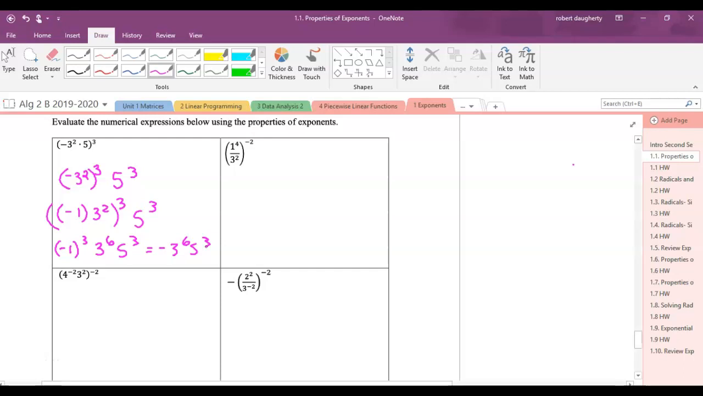Okay, so some people are saying, why didn't I just write negative 3 to the 6? Is that what you're saying? Negative 3 to the 6 times 5 cubed. Okay. That would work. Where that would fall apart is if I had this: negative 3 squared times 5 squared.